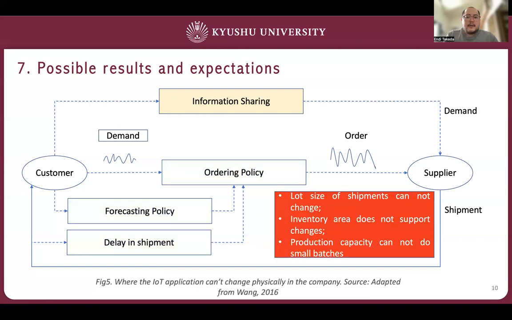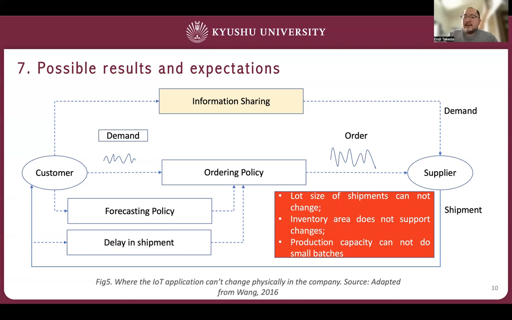The other point that we might also see is that even if people are willing to change their ordering policy and their forecasting policy, they buy into the project and want to do something about it, there might be physical limitations in the company so that they cannot change the lot size of the shipment. For example, they cannot ship less than one pallet because of how they do the shipment to the next person in the supply chain.